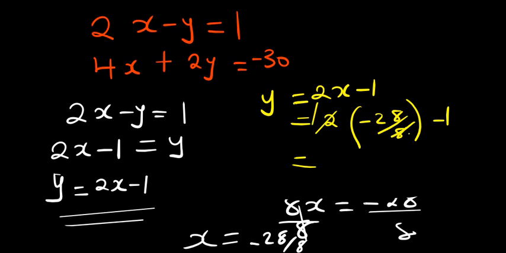Then I just solve. 2 into 2, that is 1. 2 into 8, that is 4. Then 4 into 28, is it 7? Okay, that is negative 7 minus 1. Negative 7 minus 1 gives us negative 8. So basically that is how we solve such kind of an equation.